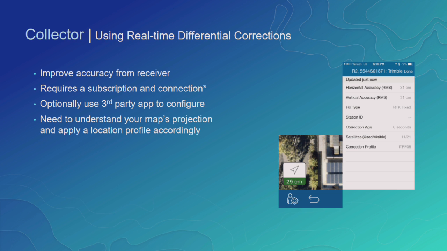And in configuring your subscriptions, you need to be able to understand what your map's projection is and what projection that correction service is using, so you can understand how to set up your datum transformations. So that information should be provided to you when you make these connections to those services.